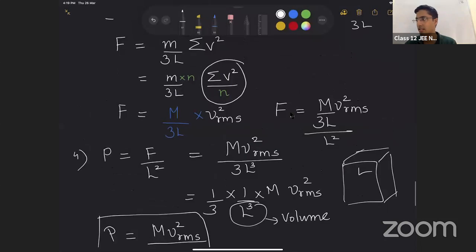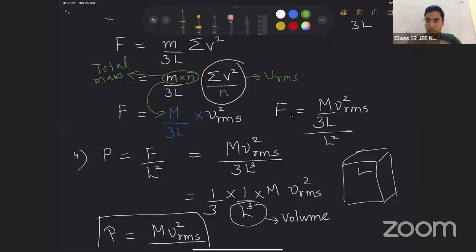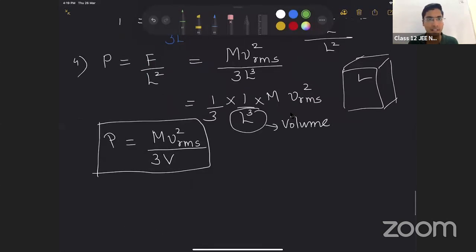Again, repeating this, m into n is total mass, because mass of one molecule multiplied by the number of molecules. This was Vrms, which is why I wrote this m into n as capital M, and sigma v square by n as Vrms square. So one n got absorbed into m into n, the other n got absorbed into Vrms square. That's basically how you derive this expression. It took some time, but maybe all of you now understood very clearly what is the expression for pressure. Click a yes if you understood.